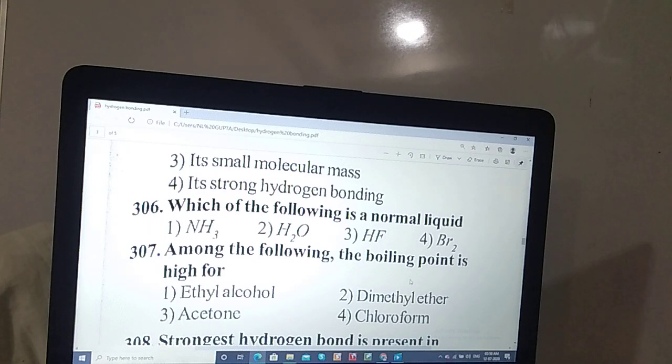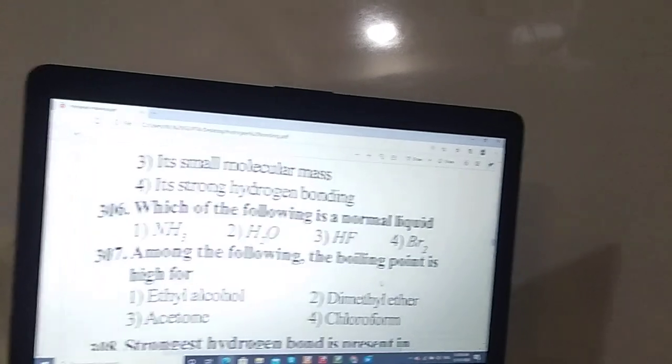Now let us move to 307. Among the following, which has the high boiling point: ethyl alcohol, acetone, dimethyl ether and chloroform? For 307, students, check which one has hydrogen bonding. Ethyl alcohol has hydrogen bonding, students. So for 307 option number 1 is correct, and you can check it on the board also.